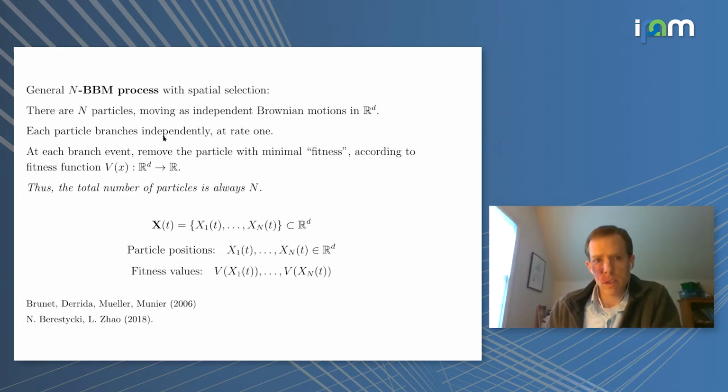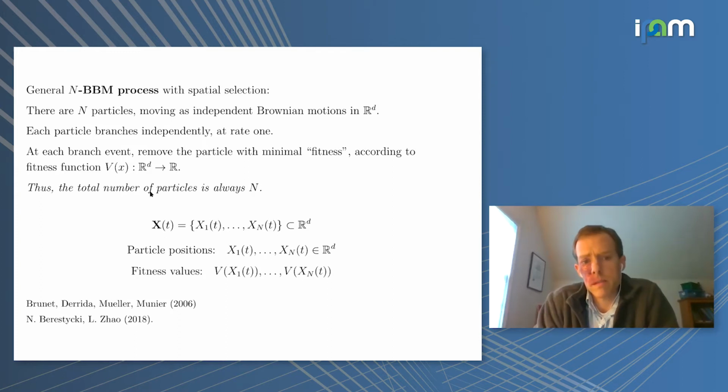One can formulate a more general model in this way. So there are N particles moving as Brownian motions. They branch independently at rate 1. On the branching event, you select the particle with minimal fitness, and that's determined by a fitness function, which I will use V to denote. So this is a function of space. This has also been called the score function. So upon a branch event, you remove the one that has minimal fitness, so that there are always N particles in the system. I will use boldface X to denote the configuration at time t.